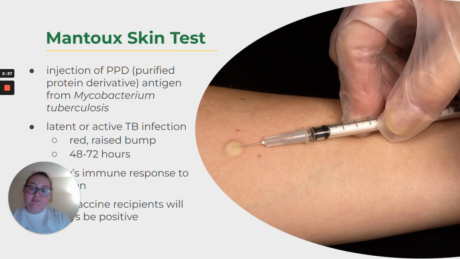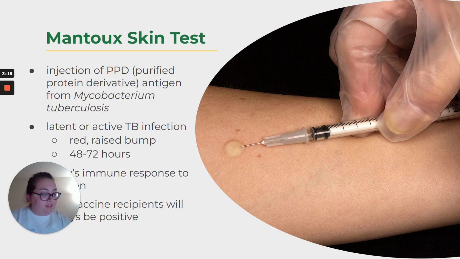So the main screening test is the Mantoux skin test. This involves an injection of purified protein derivative. This is an antigen directly from the Mycobacterium tuberculosis bacteria that is injected under the skin, and the patient is told to return after about 48 to 72 hours. And the reaction will show a red raised bump if they have a latent or active TB infection. This is the body's immune response to being sensitized to that antigen in the past.